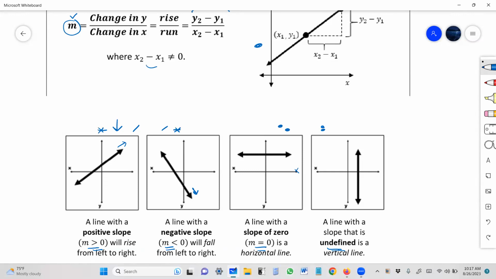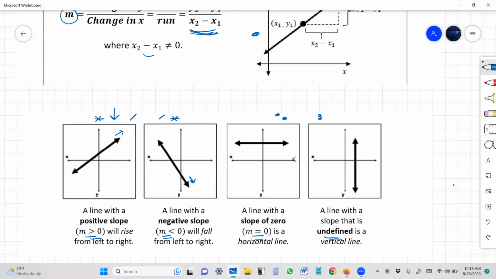We're more interested in you knowing how to find the slope, and when the slope is positive or when the slope is negative. In order to find the slope when we're given 2 points, we're going to use this formula, and I'm going to show it to you now. These are the 4 possible types of slope that we can get: positive, negative, 0, and undefined.